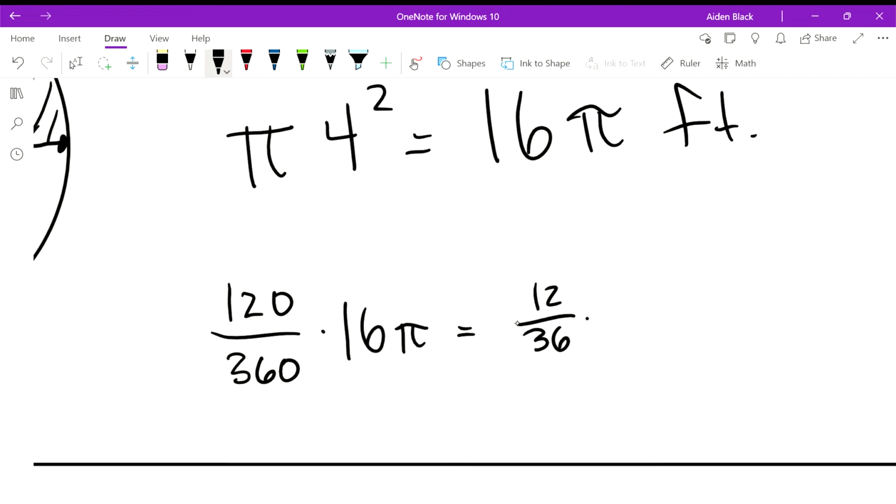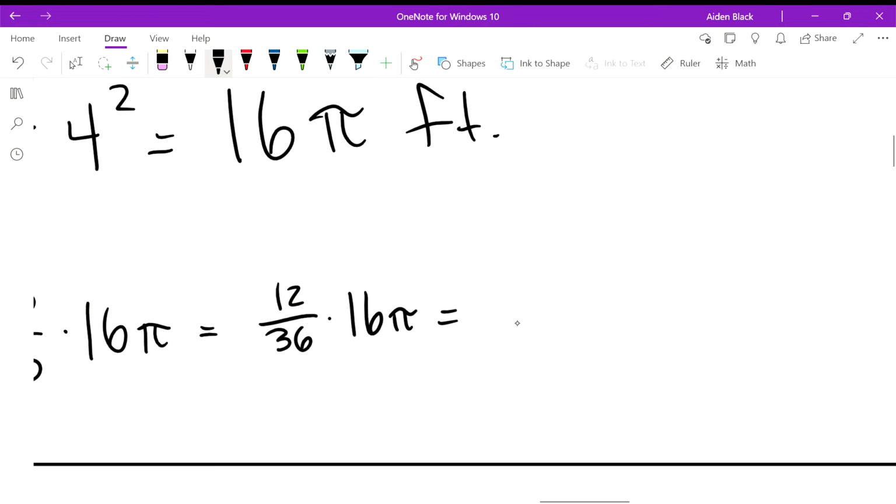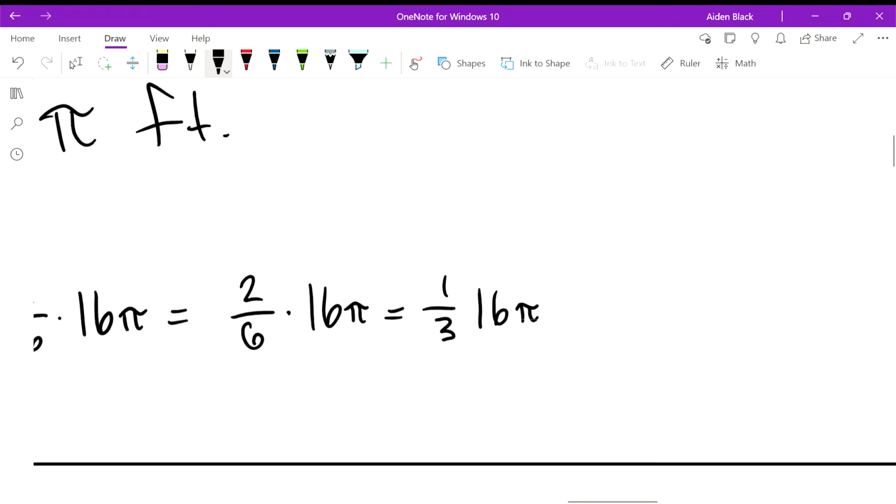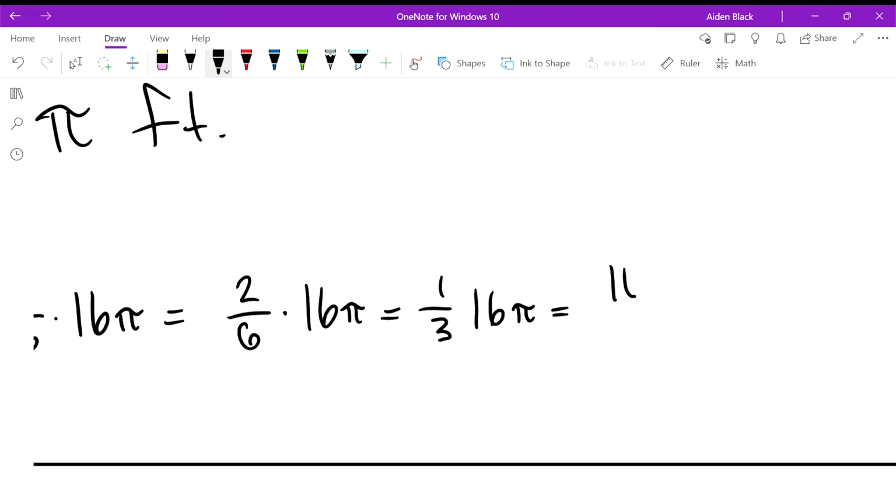120 over 360 times 16 pi, and we can reduce this again, right? We can divide by 4. Oh, 6 would even be better, huh? 2 sixths. Ooh, 12 would have even been better. So I'm just going to carry on. Divide the top and bottom by 2, we get 1/3 times 16 pi, which finally reduces to 16 pi thirds.